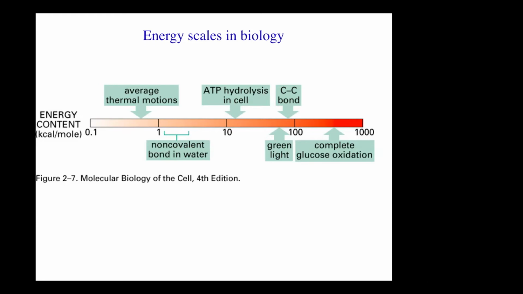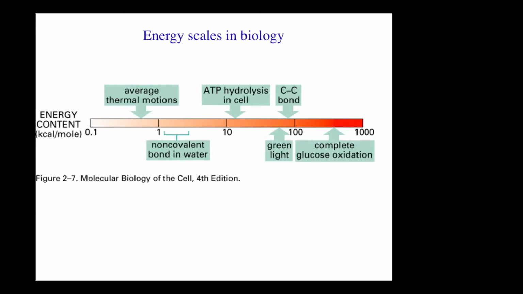But the hydrolysis of the phosphodiester in ATP is nowhere near the strongest bond that there is. It takes about 14 kilocalories per mole to hydrolyze ATP. It takes close to 100 kilocalories per mole to break a carbon-carbon bond. And that's also getting close to the energy input of a photon of green light, right?